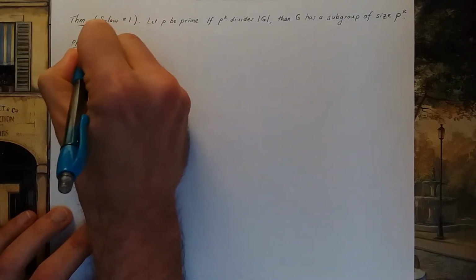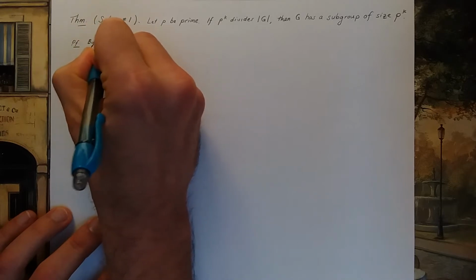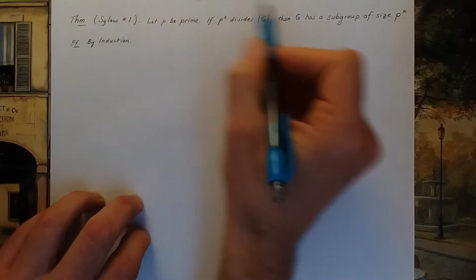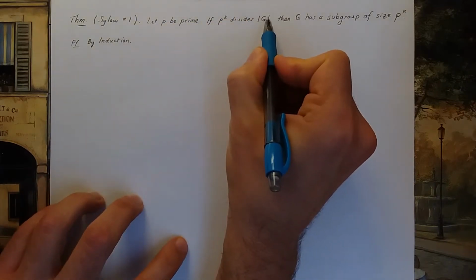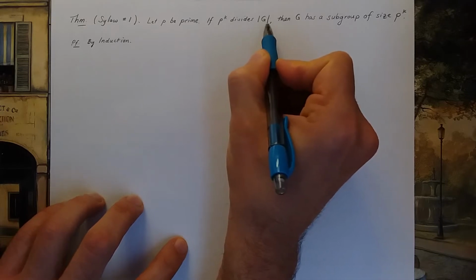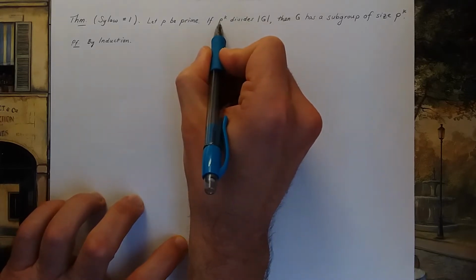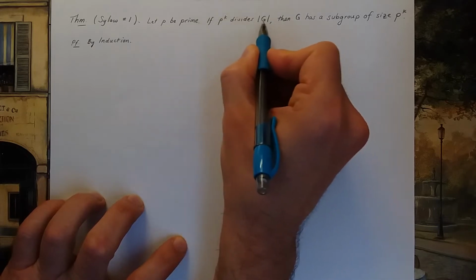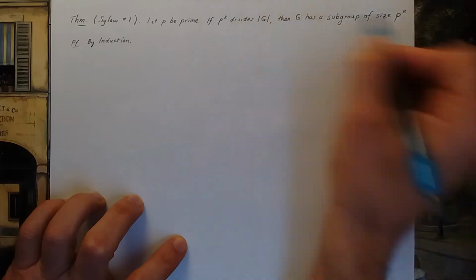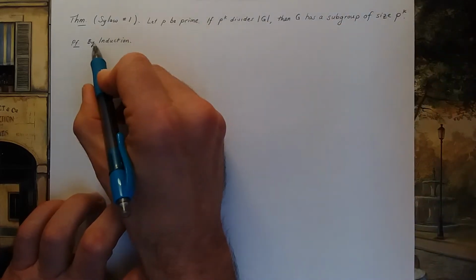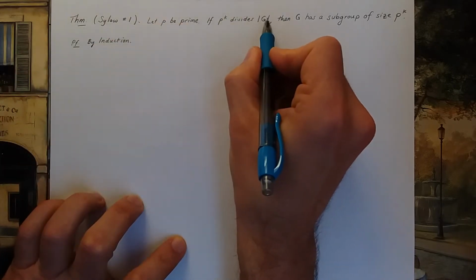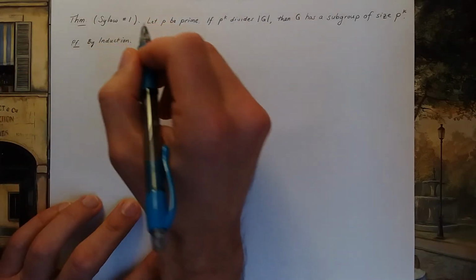We're going to prove it by induction on the size of the group. The base case is when the group has size 1. It's just the identity element in the group. In that case, no prime power divides the size of the group, and so the statement is true vacuously. It's automatically true. The base case, size equal to 1, is trivial.